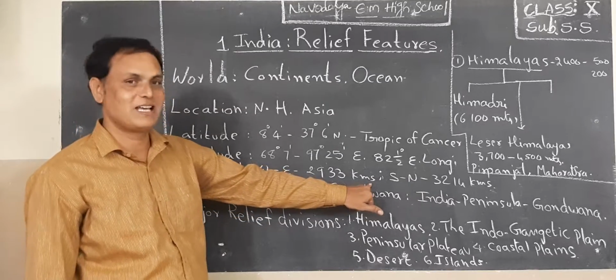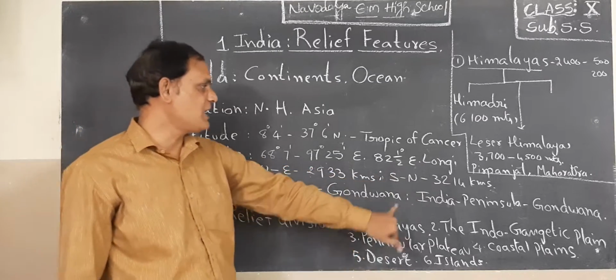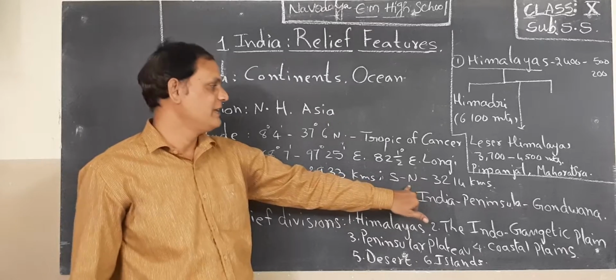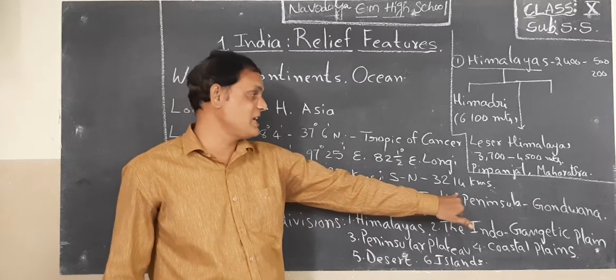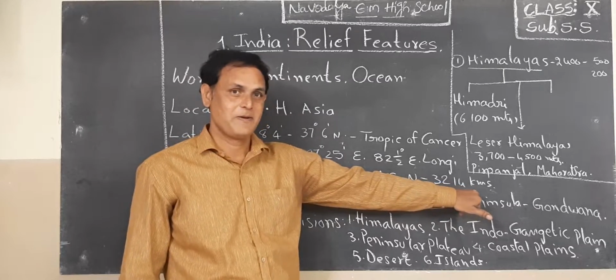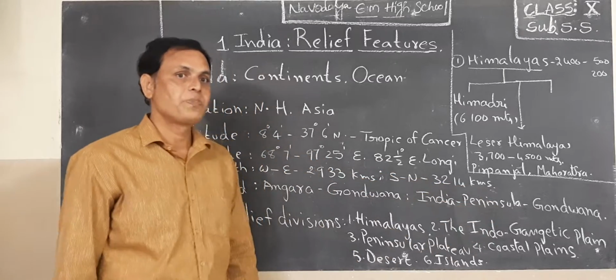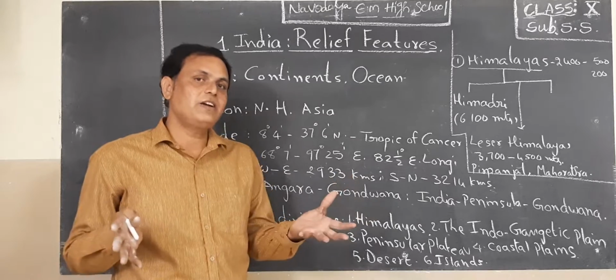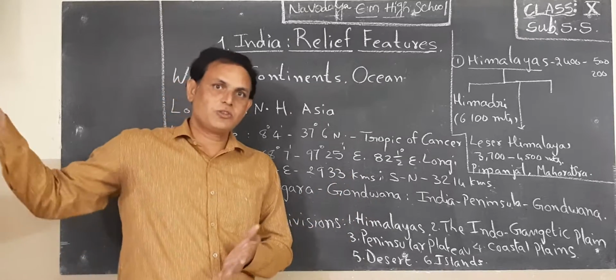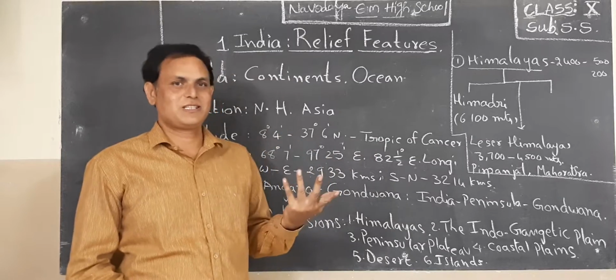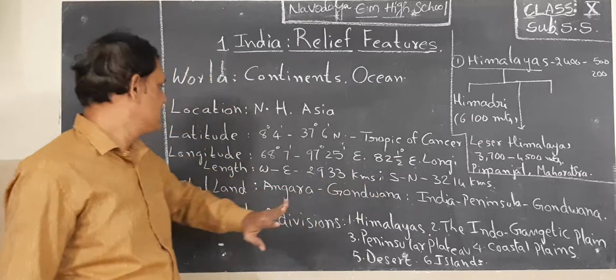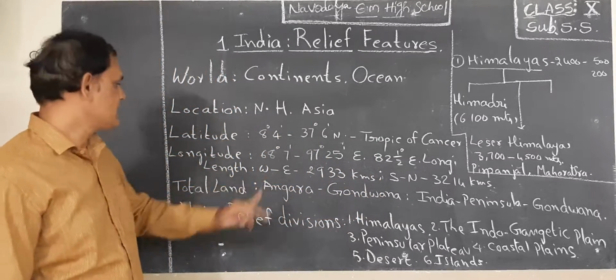2,933 kilometers length is there. Next, children, from south to north, 3,214 kilometers. Okay, children, so this is the length of our country from north to south, from west to east. Is it clear? So that is the length of our country.